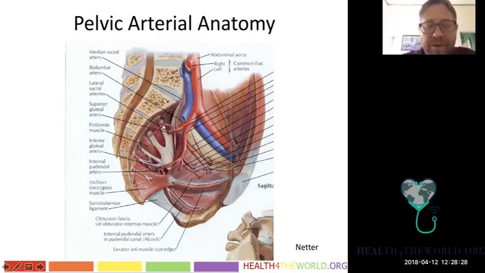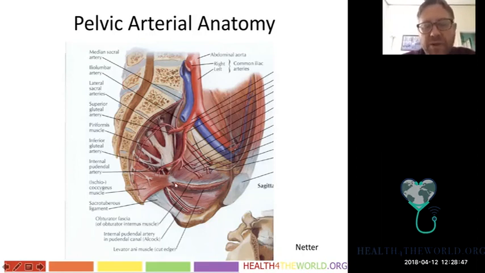Then you have the lateral sacrals, which are going to move medially and supply the sacrum. And then the last is the superior gluteal artery, which is large and has a characteristic sweep through the greater sciatic foramen. We'll see more of that in a minute.